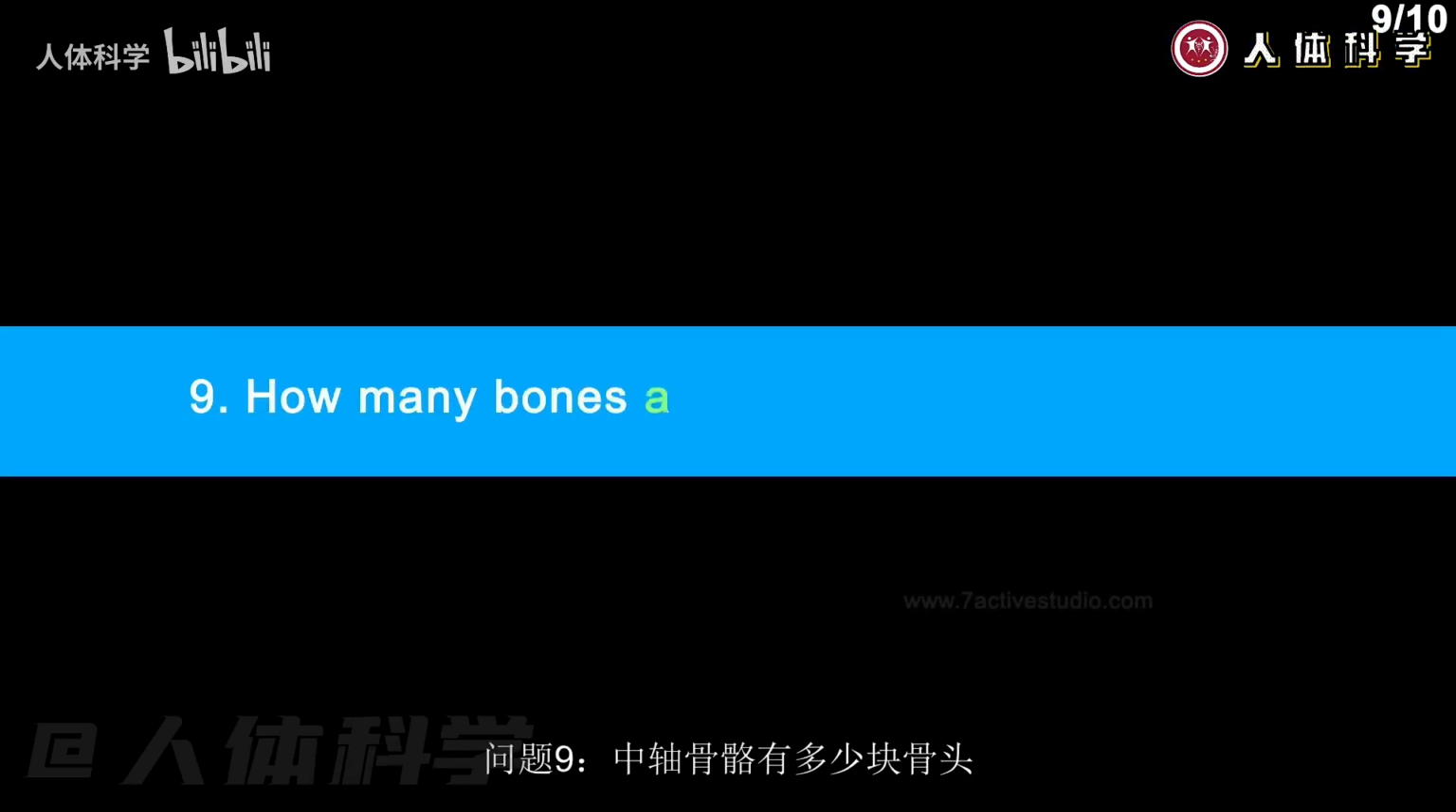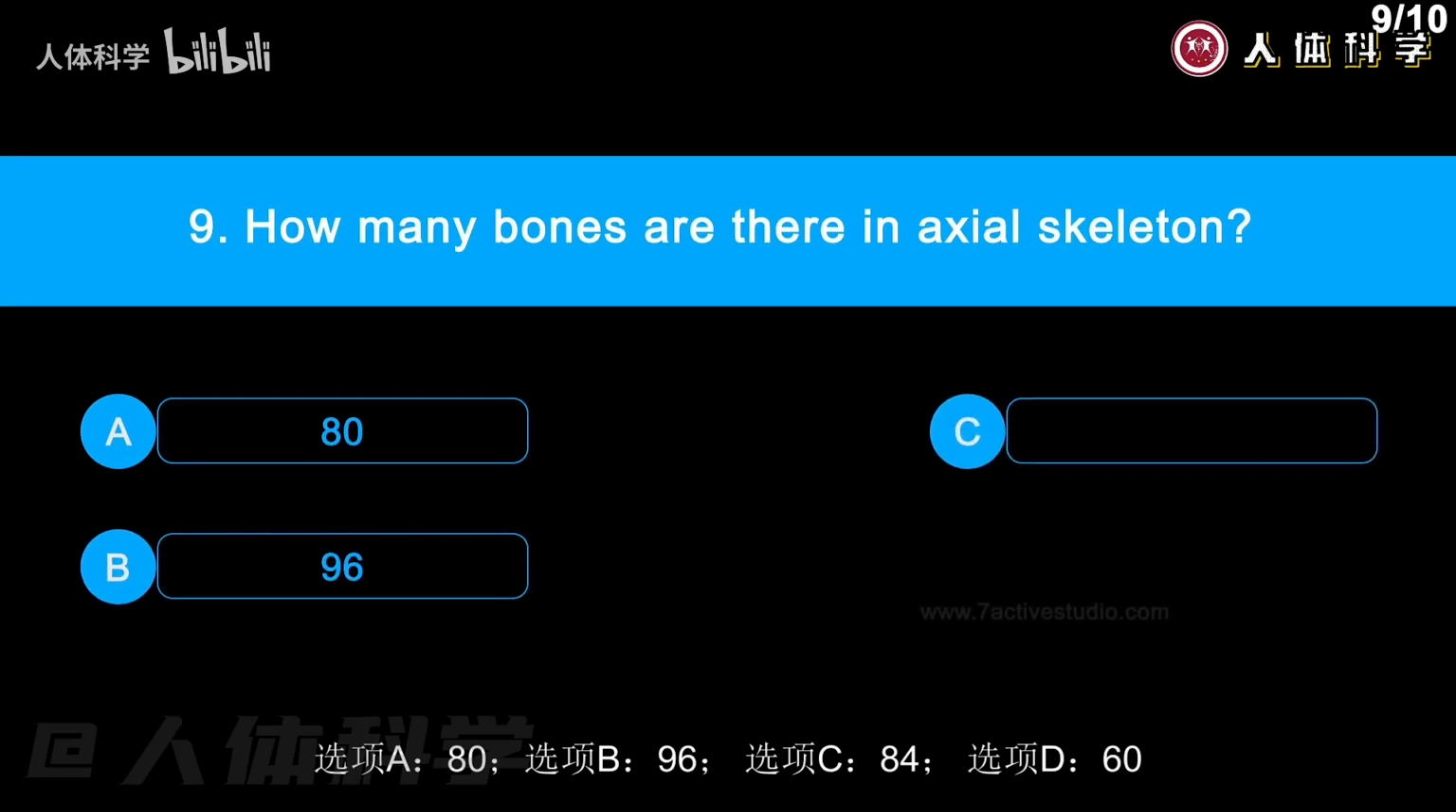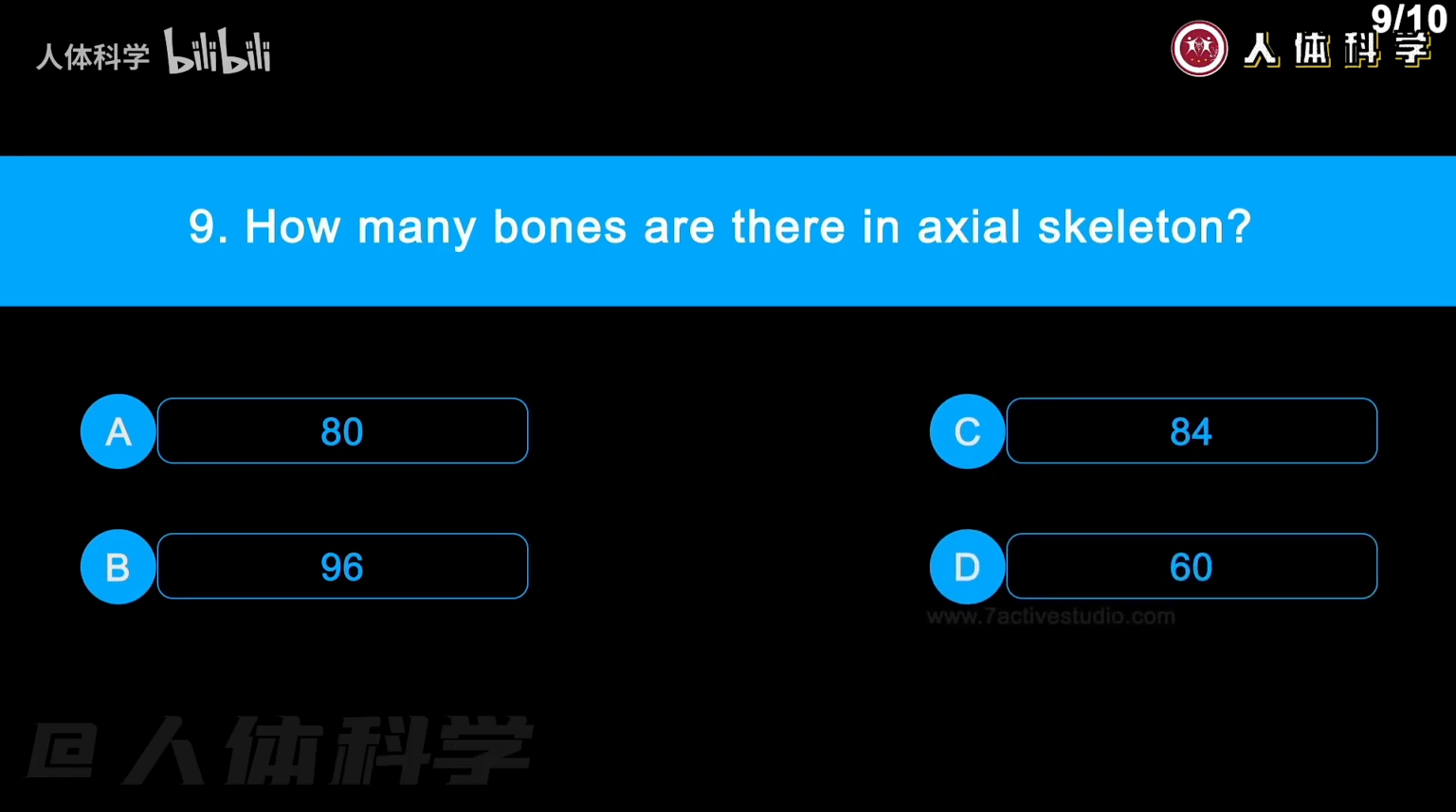Question 9. How many bones are there in the axial skeleton? Option A, 80. Option B, 96. Option C, 84. Option D, 60.